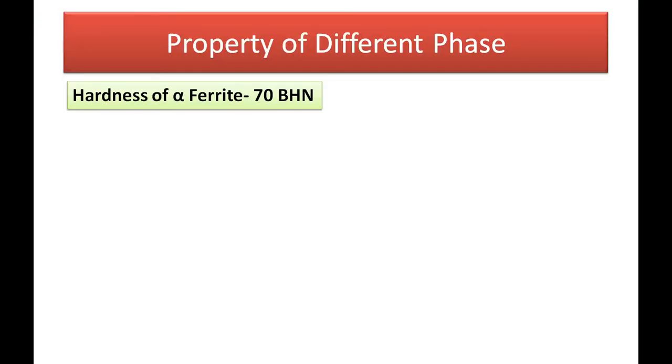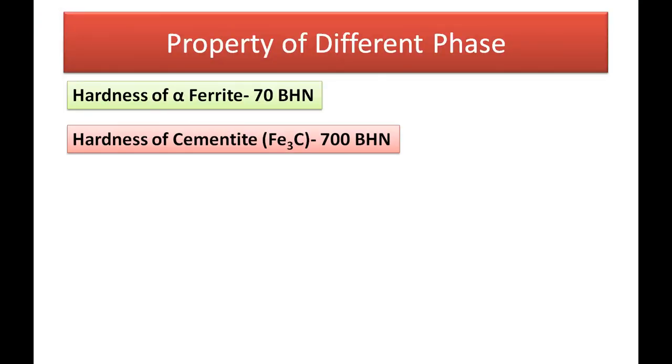Now we have to study hardness. That is one of the properties of different phases. It is given that alpha-ferrite has 70 Brinell hardness number and cementite has 700 Brinell hardness number. The higher the Brinell hardness, the harder the material. It shows that the presence of cementite causes brittleness or hardness in the steel or cast iron, and alpha-ferrite is actually the soft material, while cementite is a very hard material.